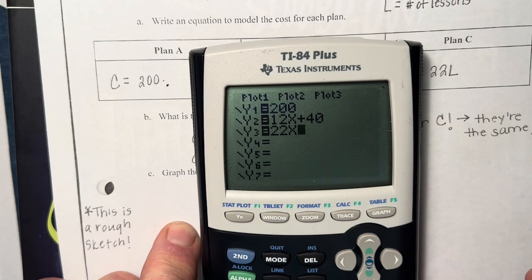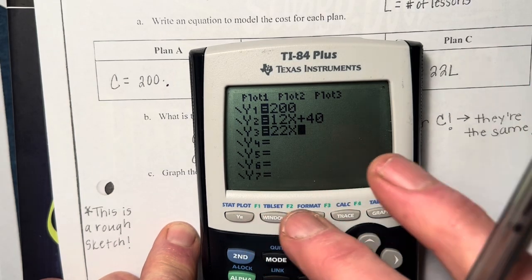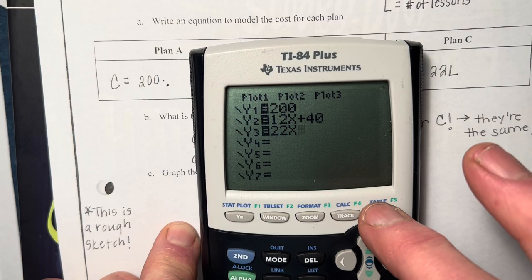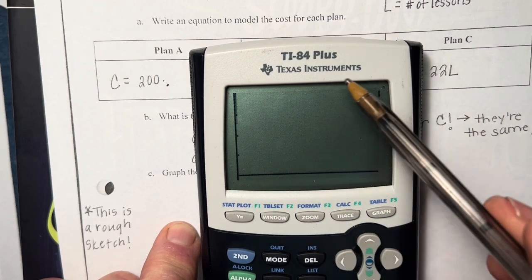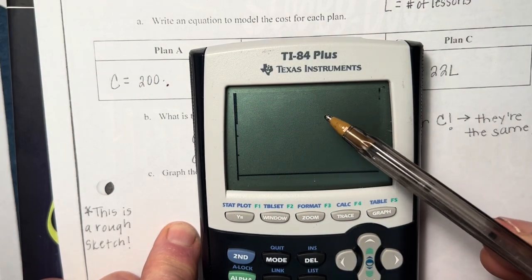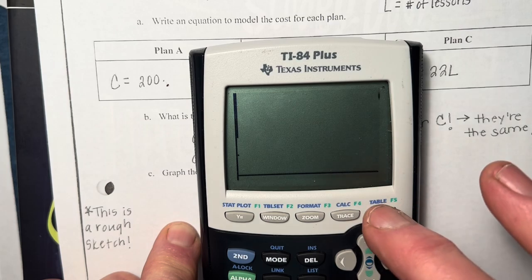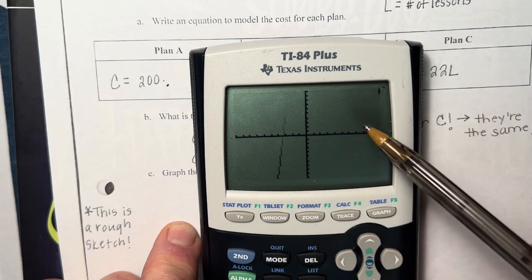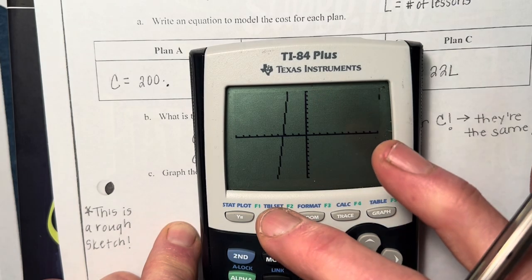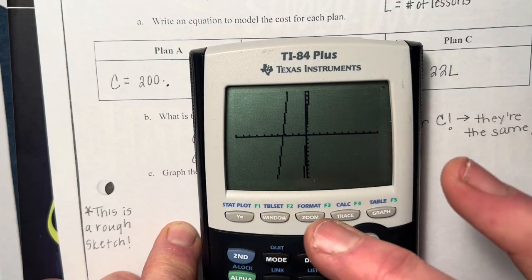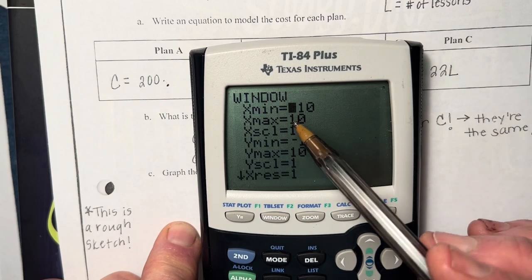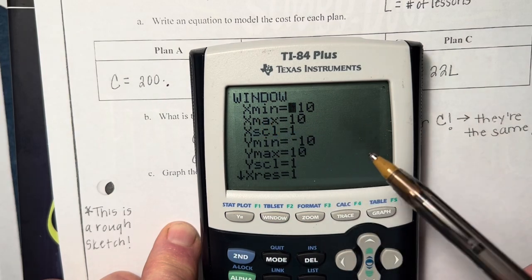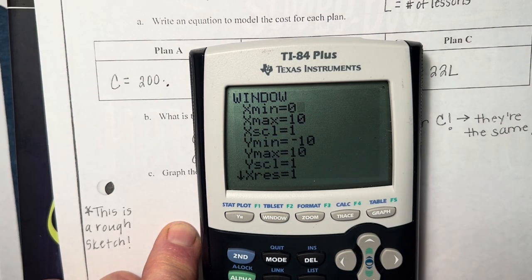Okay, so now I want to go right to the window. Don't do graph, because that's going to be whatever the window was the last time you used it, and it will probably be haywire. Don't do zoom 6. That takes you to a standard 10, 10, 10 up, 10 down window. In a real world problem, go right to that window and ask yourself, what is the fewest number of lessons I could take? Well, I could take 0 lessons.